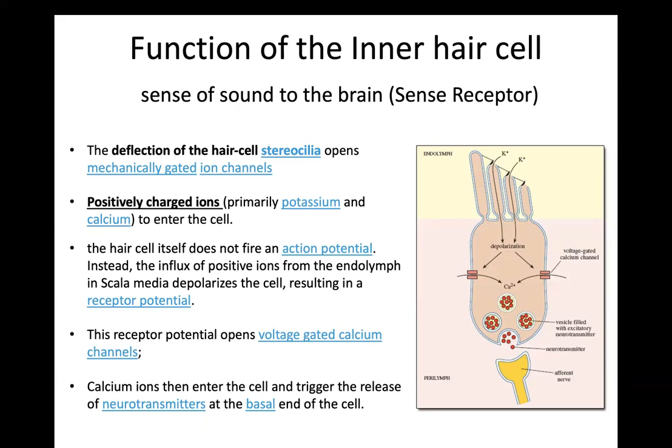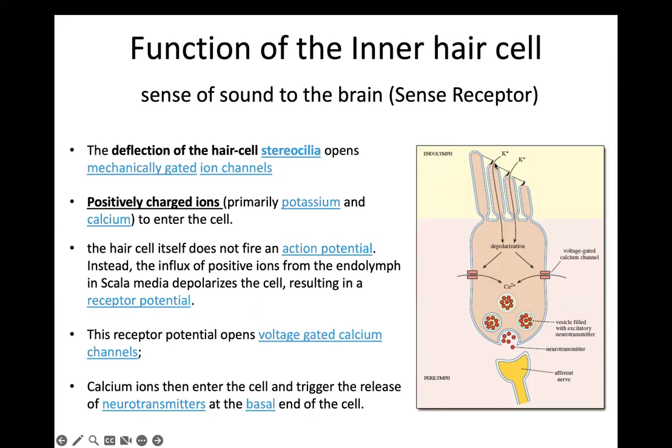Now, for the function of the inner hair cell, as I mentioned, this is the sense receptor, right? It converts these sound waves into electrical impulses, but it doesn't do that directly. There are multiple steps. So the first step is that in the endolymph, you have the mechanical waves, the sound waves, right? And the sound waves cause the mechanically gated ion channels to open when they deflect the hair cell. So they push the hair cell in this direction, for example, and that opens the gates because of the force. So it's a mechanical force that opens these gates. That's why they're called mechanically gated ion channels.